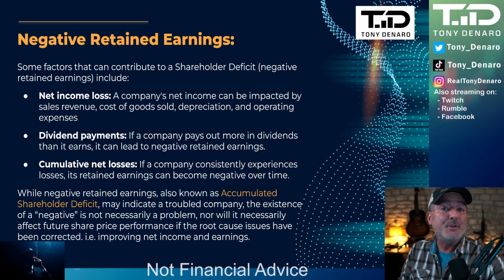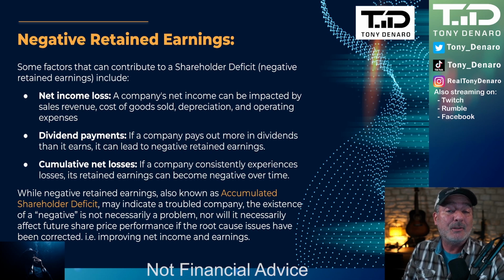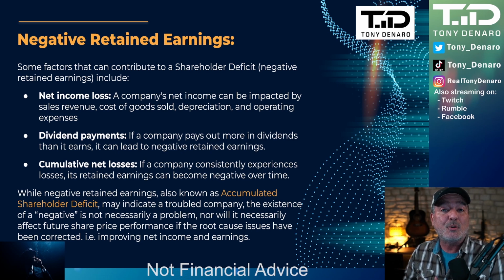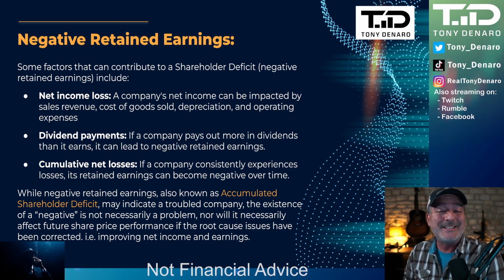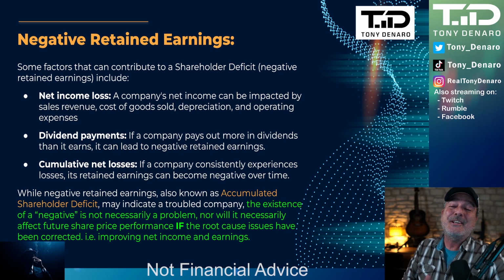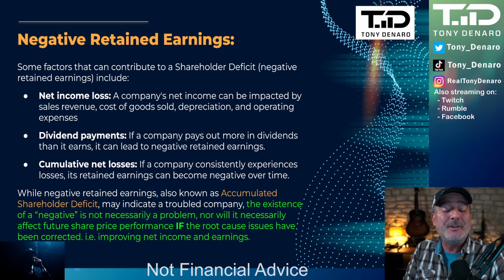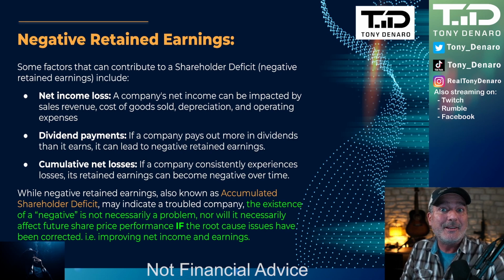Things that can contribute to negative retained earnings include the most obvious, a net income loss. They also include the payment of dividends. And if those net income losses continue quarter after quarter, you start getting this bigger and bigger cumulative negative retained earnings. But the good news is if you're invested or thinking about investing in a company that has negative retained earnings, it's not always all bad news. It is not the death knell of a company.